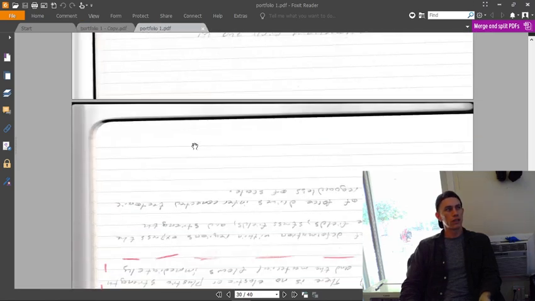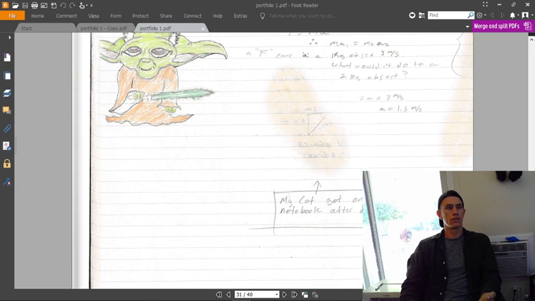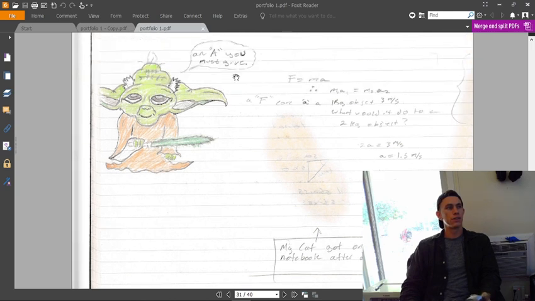And I think that's it for today. Oh yeah, I drew a little Yoda and a force equation. That's where my cat got onto my notebook. So yeah, I think that's it for this round.